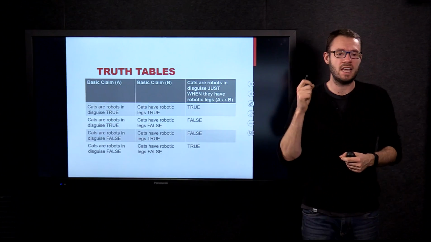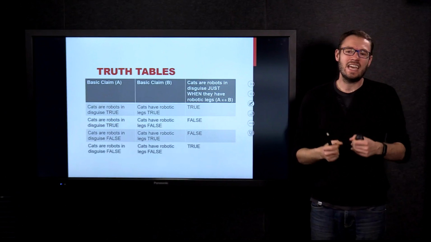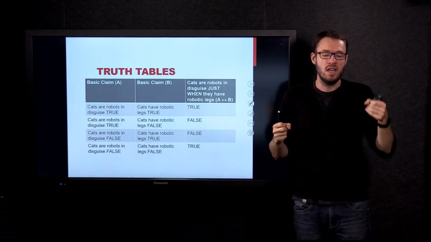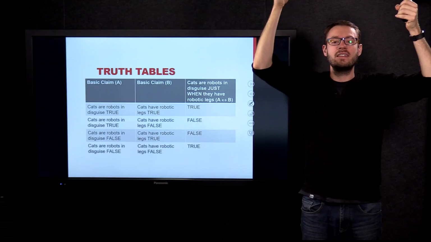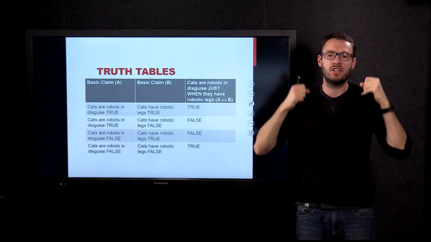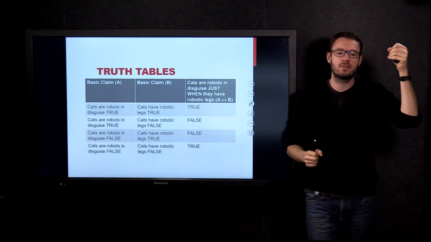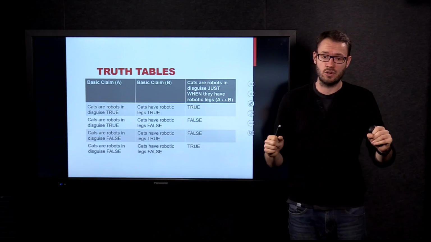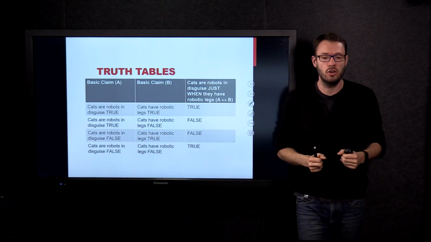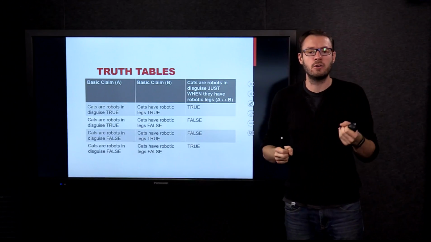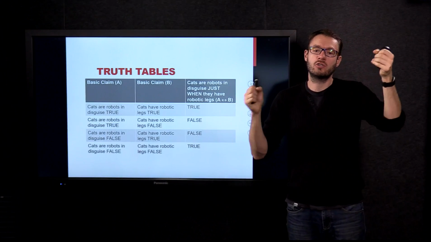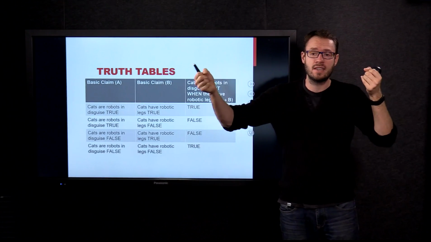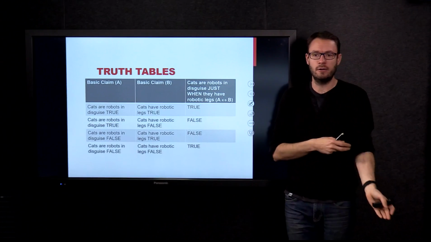Now what's important about the table for the biconditional is that it's true just when the two sides of the biconditional are agreeing with each other. So when cats are robots in disguise is true and cats have robotic legs is true, then the biconditional says, yes, that's true. And when cats are robots in disguise is false and cats have robotic legs is false, then the biconditional says, yes, that's true, right? So the compound proposition gets to be true. The only time that compound proposition fails is when you have a difference of truth value across the two sides of the proposition. So if one side is true and the other side is false, or vice versa, then that biconditional is going to fail.